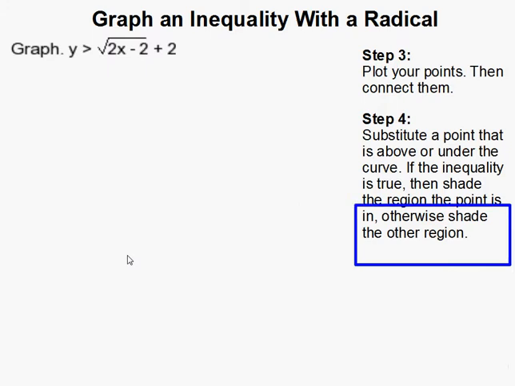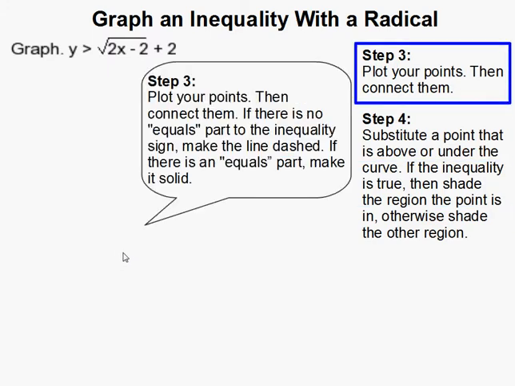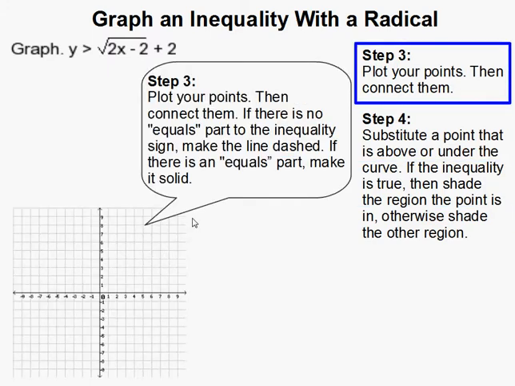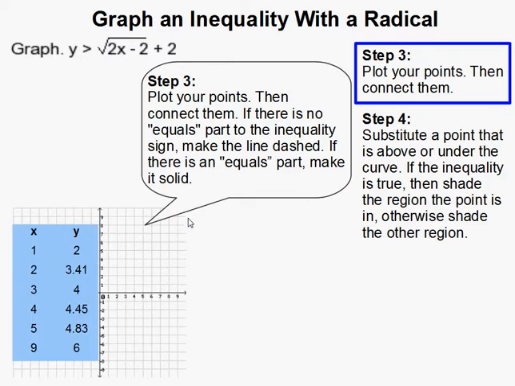Now we take our points and we need to plot them. Recall, here are my points right here. There's 1, 2, then 2, and so on, and I just keep going. Since it's a root, it should look like a curve.